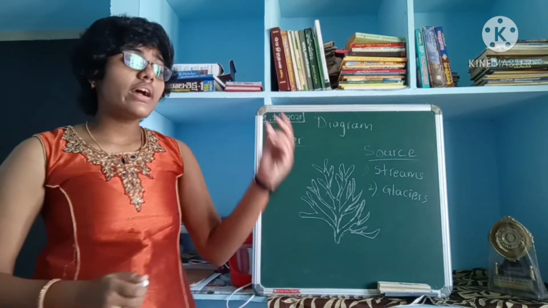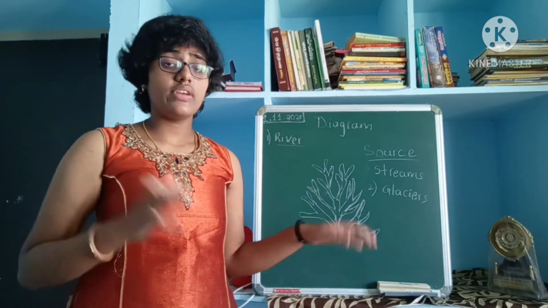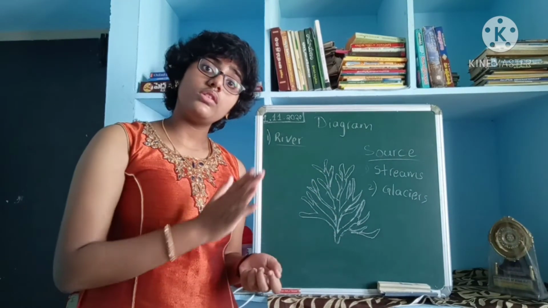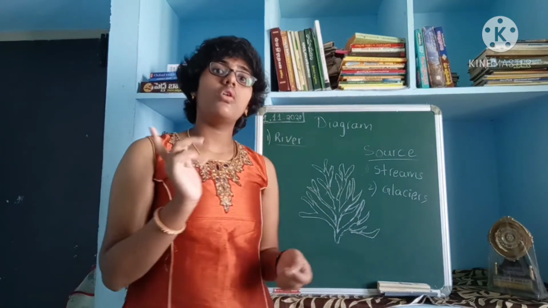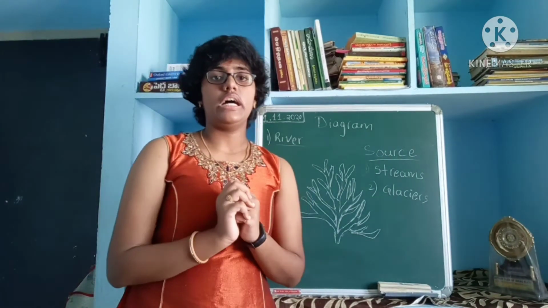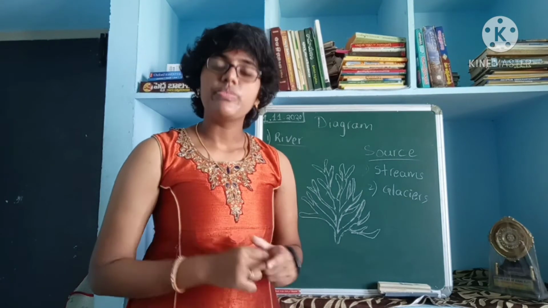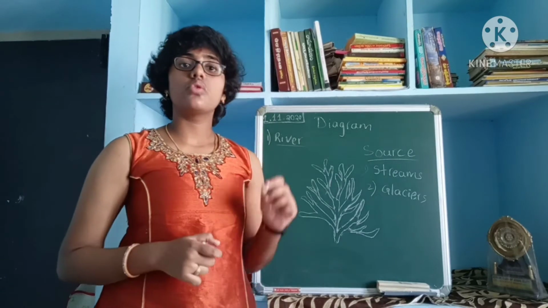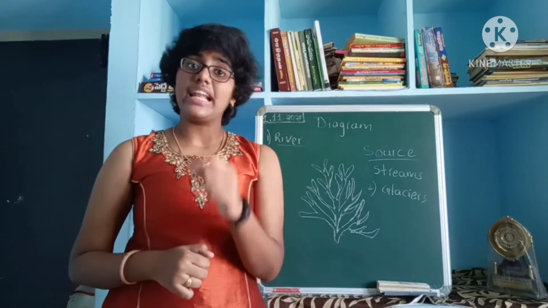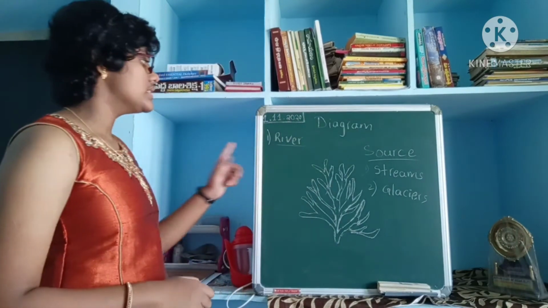So when that ice melts, it will flow off, right? So from there also these rivers originate. We know the largest river in India and even the holiest river, that is river Ganga. This river Ganga originated from the Gangetic glacier, right? So this is the diagram of that river.